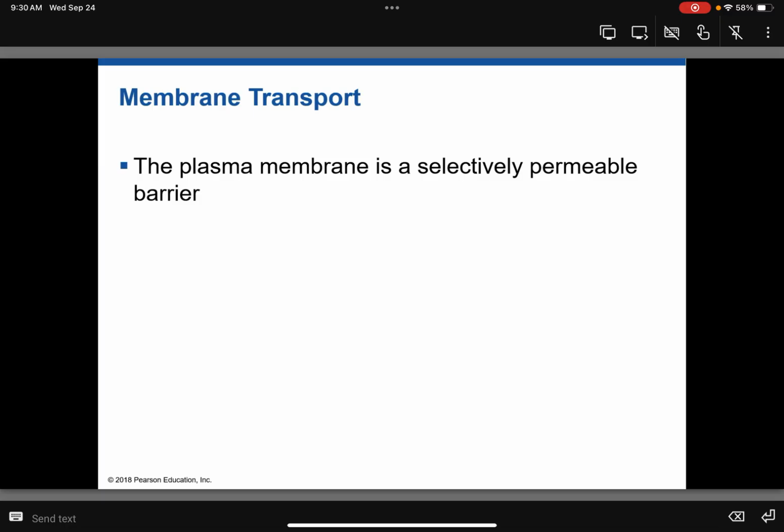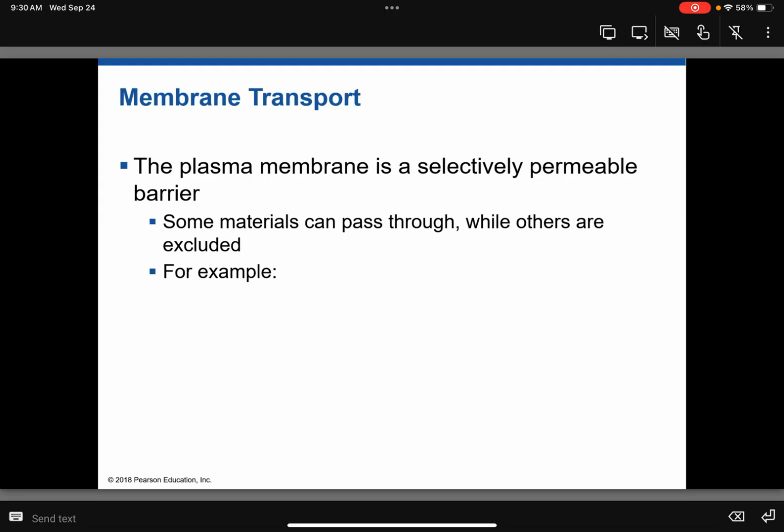So, as I said before, the plasma membrane is selectively permeable, meaning that it allows some materials to pass through, in or out of the cell, but some are excluded from being able to pass through. However, just like everything else in the body, the plasma membrane is not 100% efficient. Sometimes stuff gets into the cell that's not supposed to, like bacteria or viruses. They infect the cells, and then we get sick.